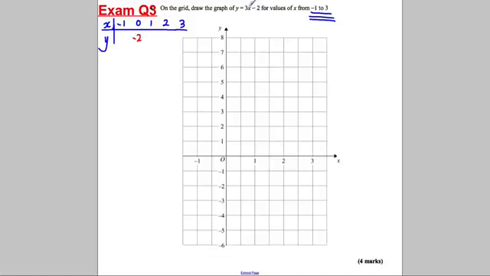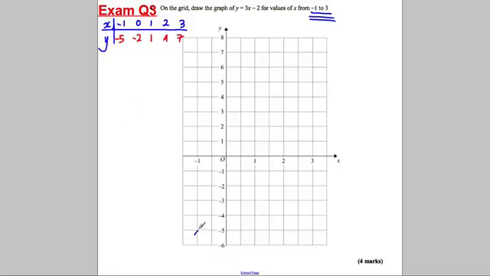3 times 1 is 3. 3 take away 2 is 1. 3 times 2 is 6. Take away 2 is 4. 3 times 3 is 9. Take away 2 is 7. They're going up in 3s, so they go down in 3s. That must be -5. All you've got to do is plot this now.